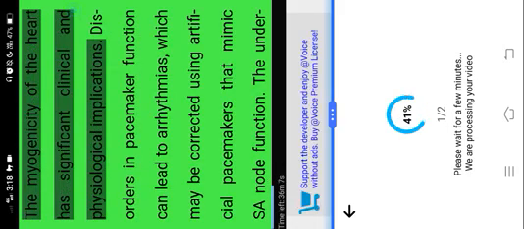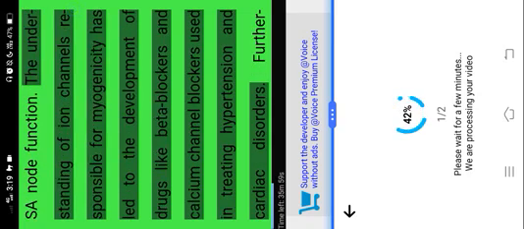The myogenicity of the heart has significant clinical and physiological implications. Disorders in pacemaker function can lead to arrhythmias, which may be corrected using artificial pacemakers that mimic SA node function. The understanding of ion channels responsible for myogenicity has led to the development of drugs like beta blockers and calcium channel blockers used in treating hypertension and cardiac disorders. Furthermore, studies on myogenicity in model organisms such as zebrafish provide insights into cardiac development and regeneration, offering potential for therapeutic interventions in myocardial infarction and congenital heart defects.